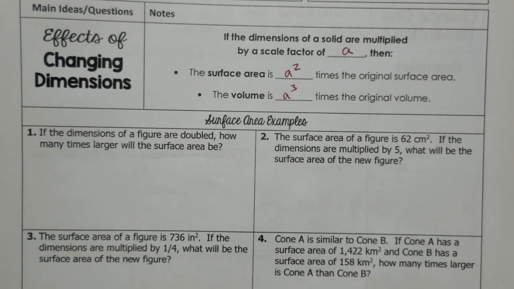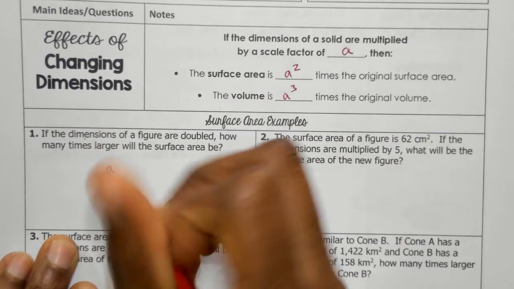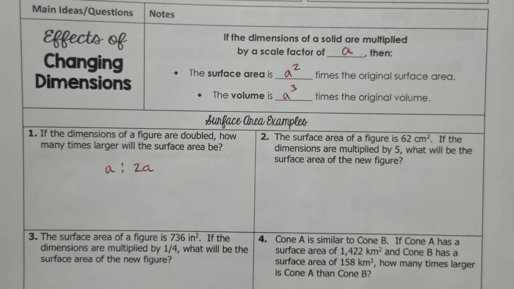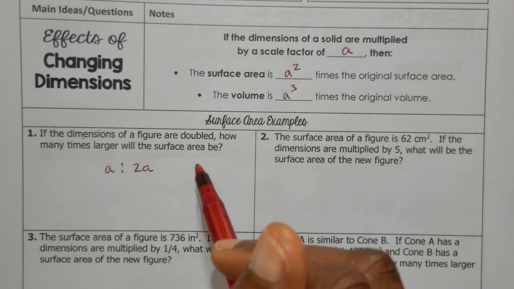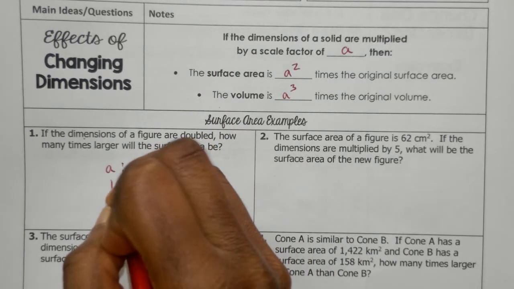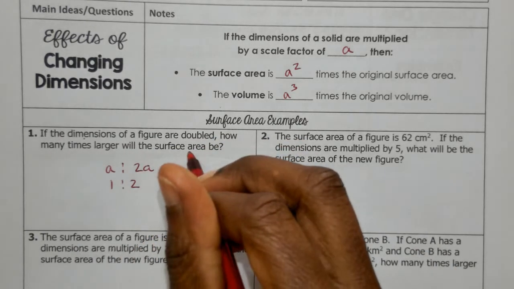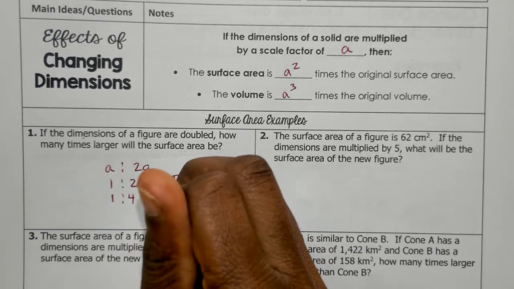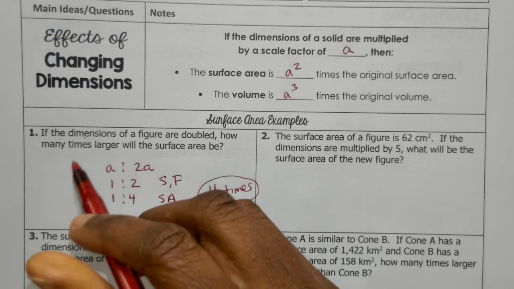So if the dimensions of a figure are doubled, how many times larger will the surface area be? Okay, so the dimensions of the figure, which means the linear dimensions, are doubled. So a is originally a, and it's doubled, so it becomes 2a. How many times larger will the surface area be? So if we get rid of a, our ratio is 1 to 2 essentially, and that's the scale factor. So the surface area, we should square this. So 1 to 4 ratio. And it just says how many times larger, so we would just say 4 times. We don't want the ratio, we just want how many times bigger this is.